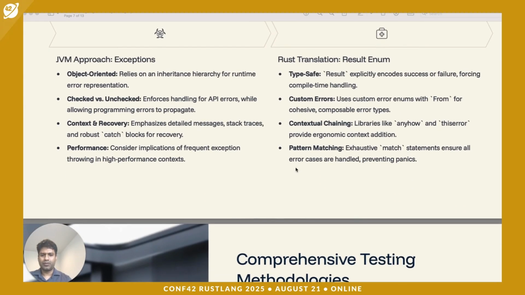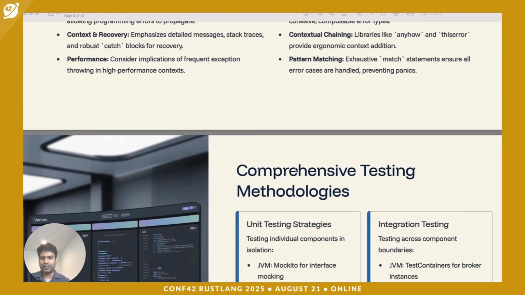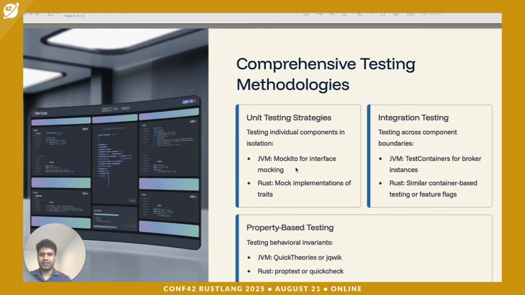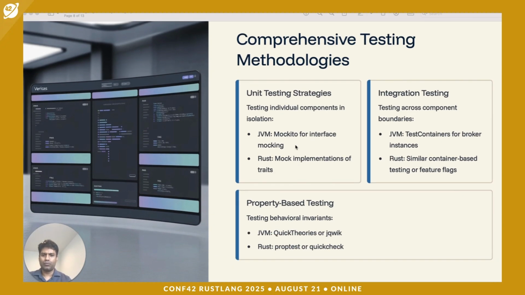Now, let's go to the comprehensive testing methodologies, where we will discuss the unit testing strategies, integration testing strategies and property-based testing strategies which we have implemented to cover the test cases. So, for JVM, we used Mockito for interface mocking, and for Rust, we have used mock implementations of the traits. And for integration testing, we have used Testcontainers for the broker instances in JVM. In case of Rust, we have used container-based testing with feature flags. And in case of property-based testing, we have used QuickTheories or JQwik for JVM. And for Rust, we have used proptest or quickcheck.